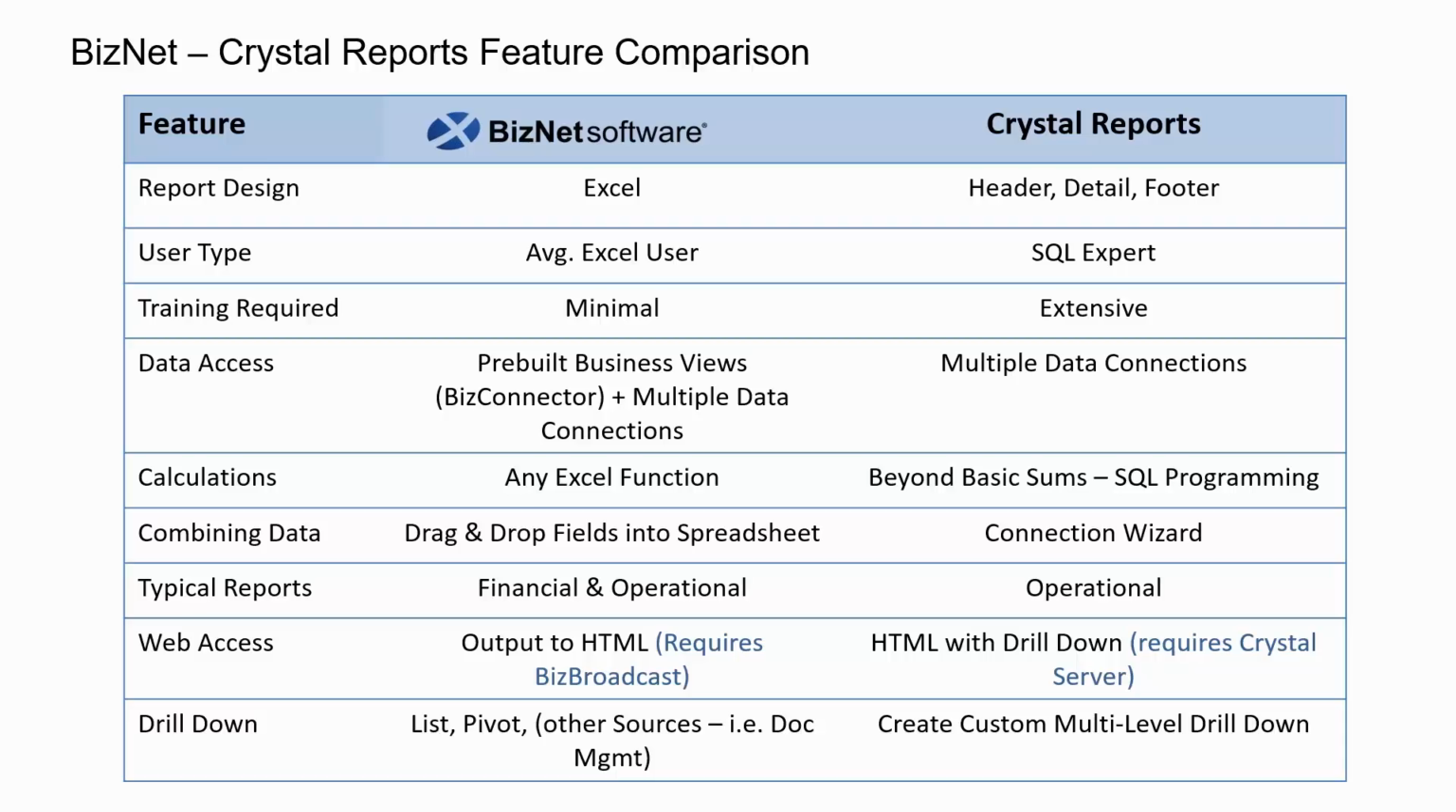Combining data, BizNet, we didn't show you today. The intent today was to give you an introductory, but we can do drag and drop. Each cell in the spreadsheet can be a data point from a completely different data source. Crystal, you have to go through a connection wizard, and you have to write a number of different joins to make that happen.